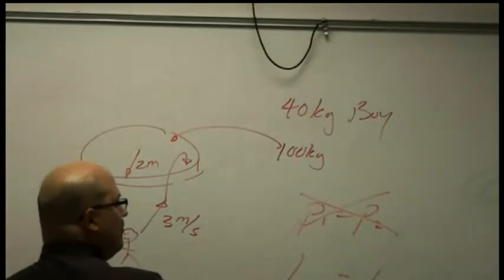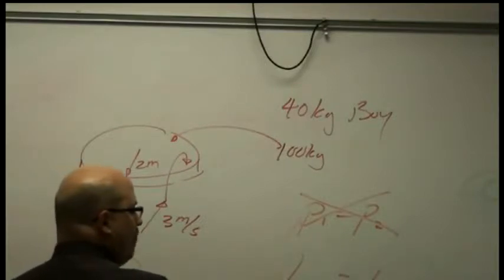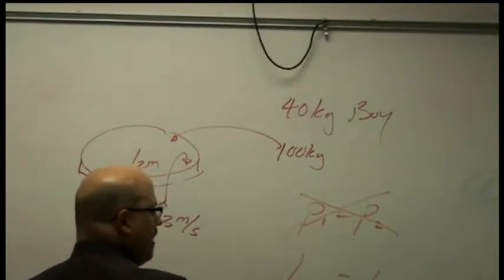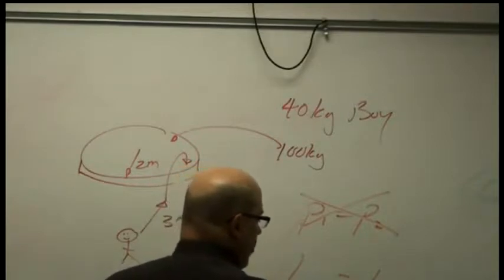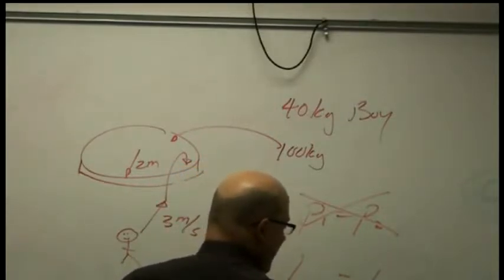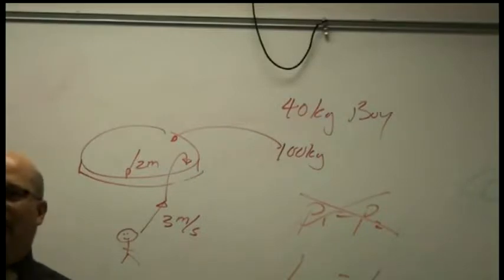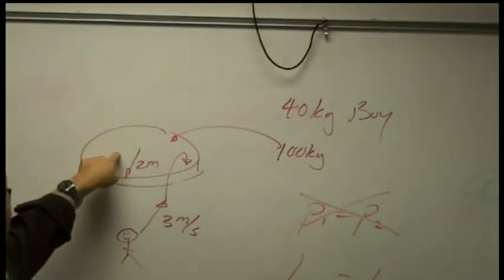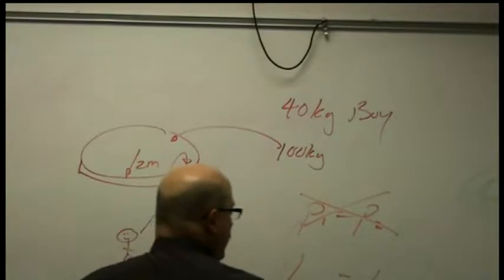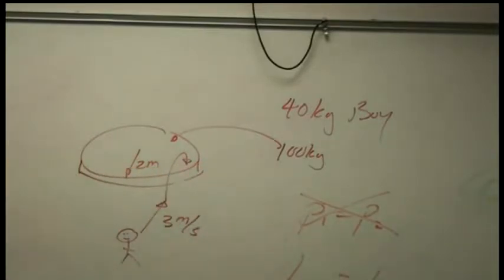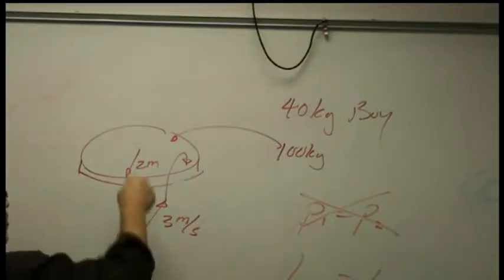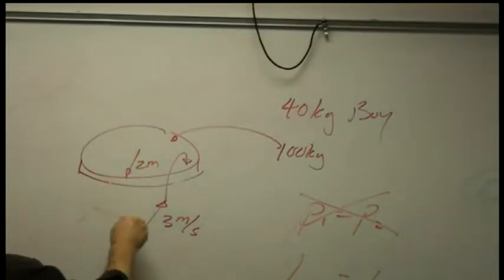So how many objects do we have before? Two. We have the boy, and we have the hockey puck. And afterwards, we have the boy and the merry-go-round. Is there angular momentum for the merry-go-round to start? No. Is there angular momentum for the boy at the beginning? Yes. Then you would need to know how far away from the axis he is. We sure do, that's 2 meters.